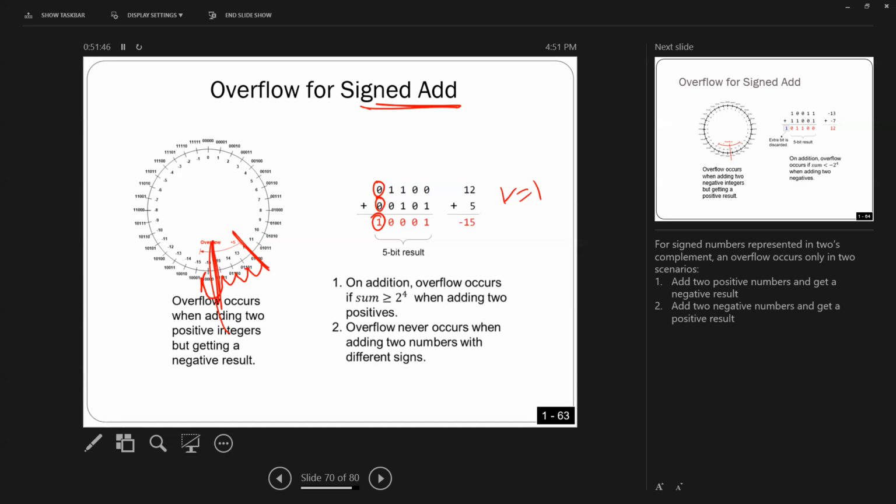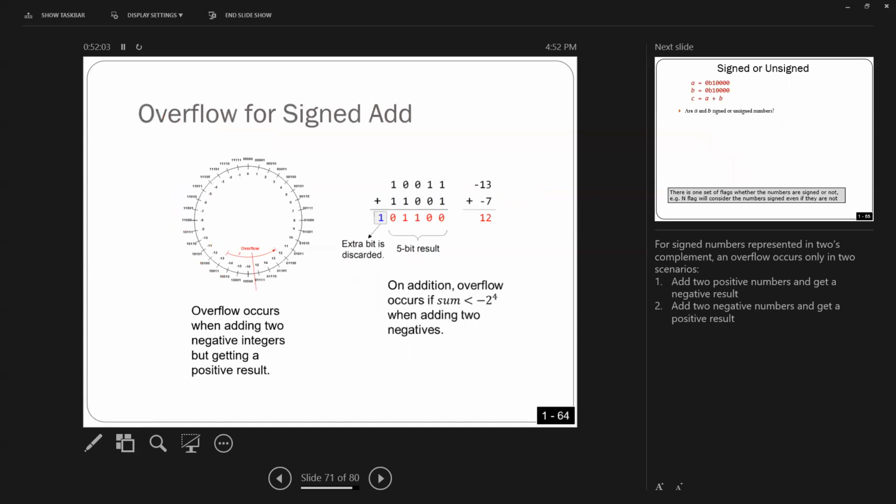So you exceeded the limit, because this is the limit for positive numbers. This is the limit for negative numbers. So if you exceed this limit... That's why if you add two negative numbers, the result is going to be positive, because you are going to cross the limit here. Any questions?